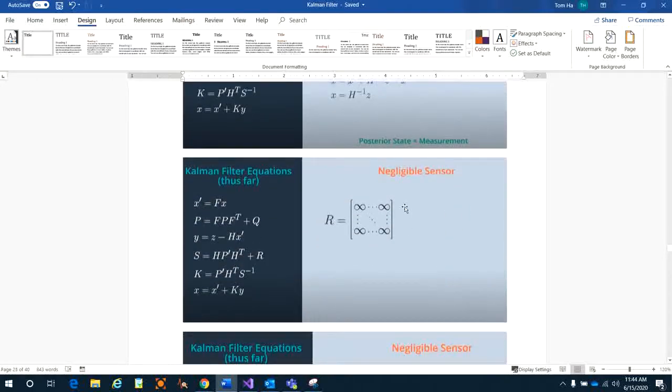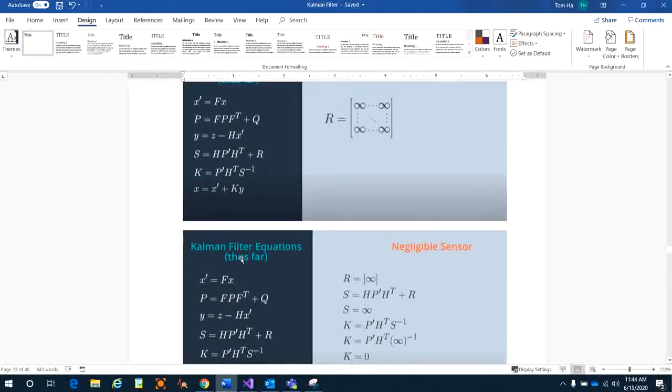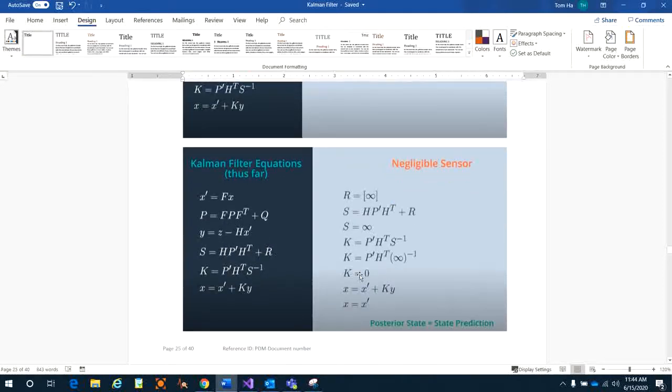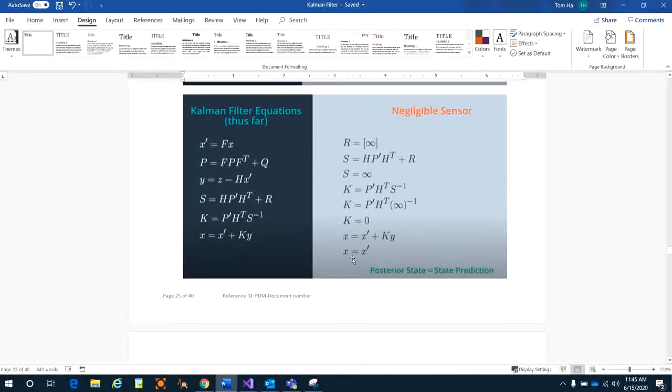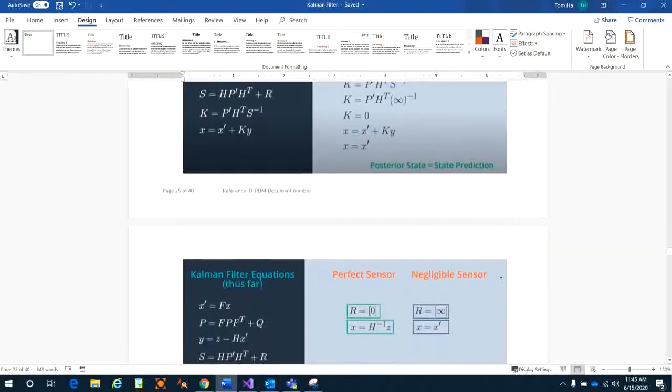In another way, if the sensor has so many errors inside that the error goes to infinity right here, and we do the same thing, plug into the formula, we get the Kalman gain equal to 0, and the updated state variable equals the state prediction. Why? Because the sensor has too many errors, infinity, right? And we get the result that the posterior state in the measurement update equals the state prediction, right?